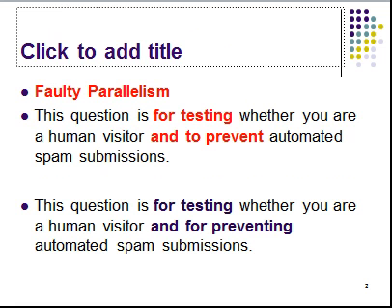To fix this, we have to put them all together in a parallel way. So we have "for testing" and "for preventing." Up here it's wrong, you can see it says "and to prevent," while the question says "this question is for testing." So down here it has to be "and for preventing."